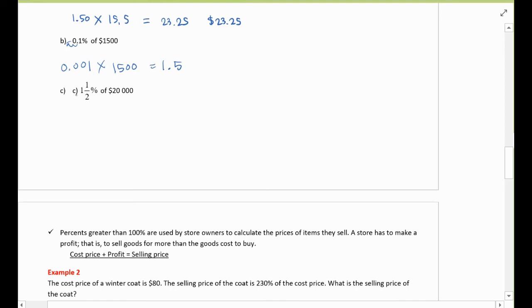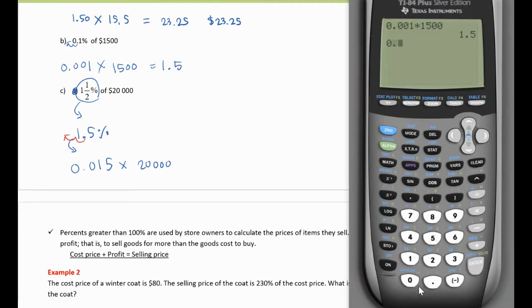Okay, everyone, C, 1 and 1 over 2%. We're going to change this to a decimal percent first, and then change this to a decimal number. We need to move 2 decimal places, then that becomes 0.015 of 20,000. Okay, use your calculator. 0.015 times 20,000. That is 300.